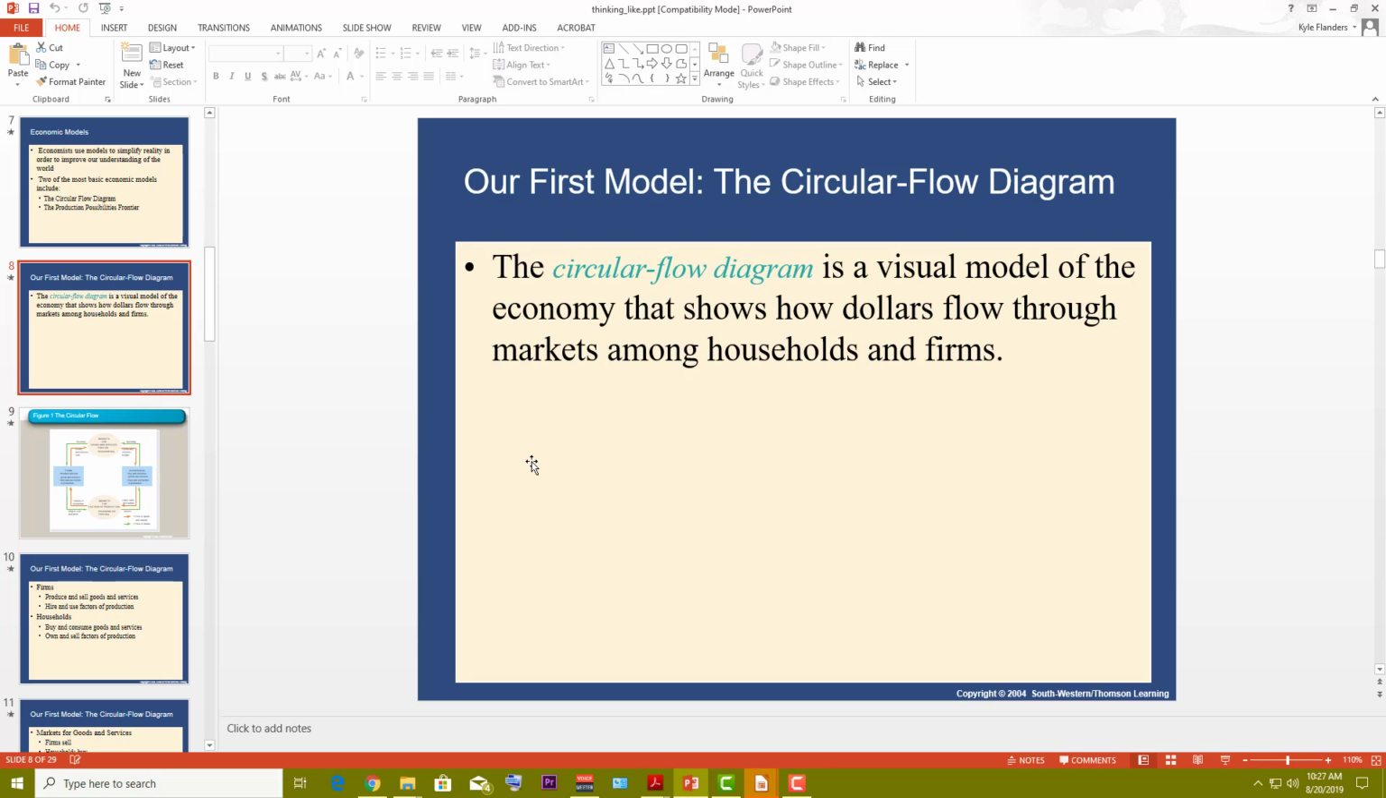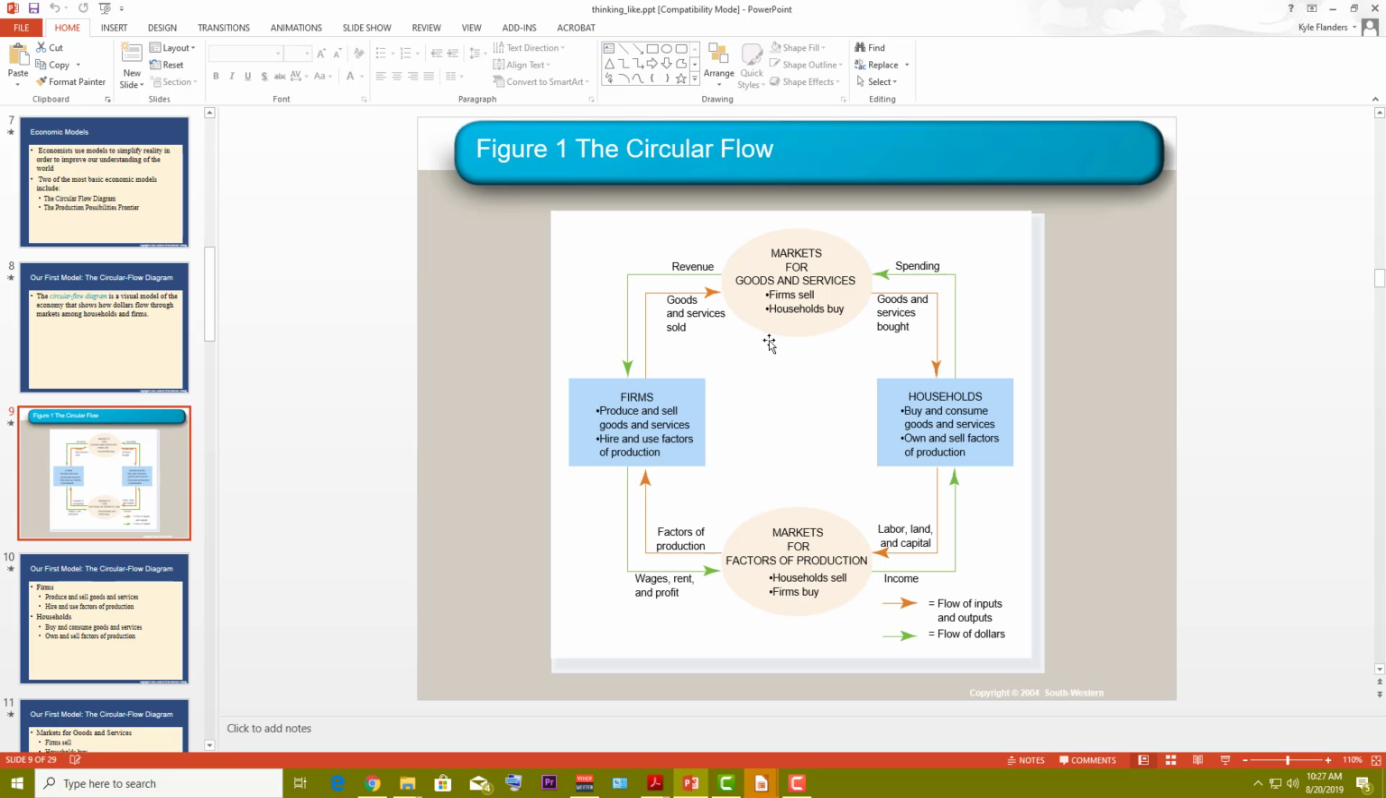The circular flow diagram is a visual model of the economy that shows how dollars flow through markets, households and firms. There's a simple one and there's a more complex one that we'll look at later on. For the simple one, we're looking at the firm and the household. Remember we said before that the household buys and consumes goods and services. They also own and sell the factors of production, whereas the firm produces and sells goods and services, and hires and uses factors of production. This diagram shows how these two agents interact within the economy, and the government is the one who sets up all the rules around it.